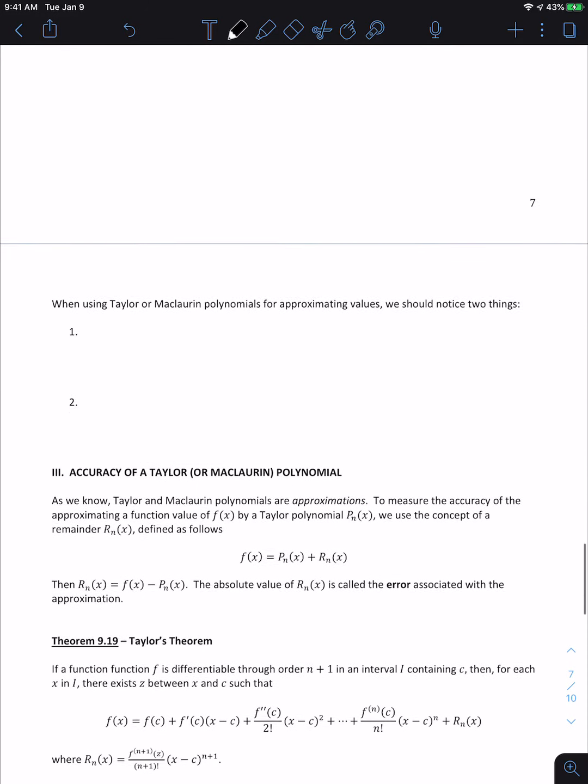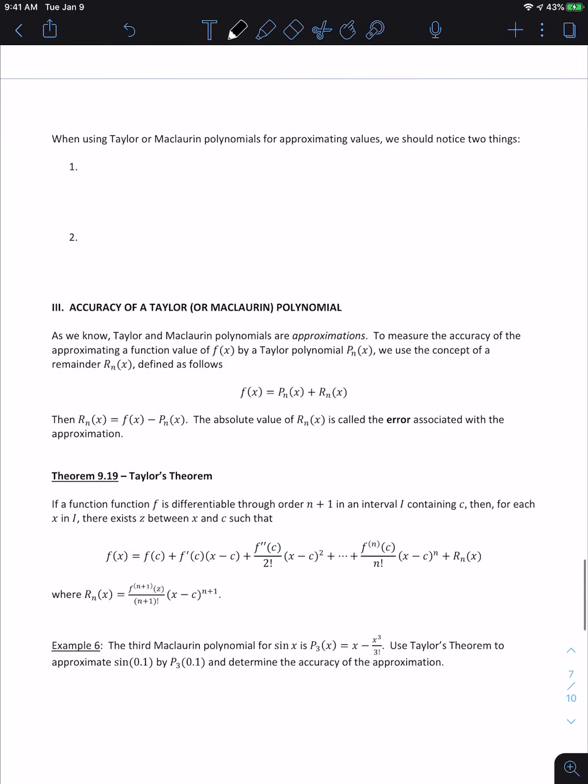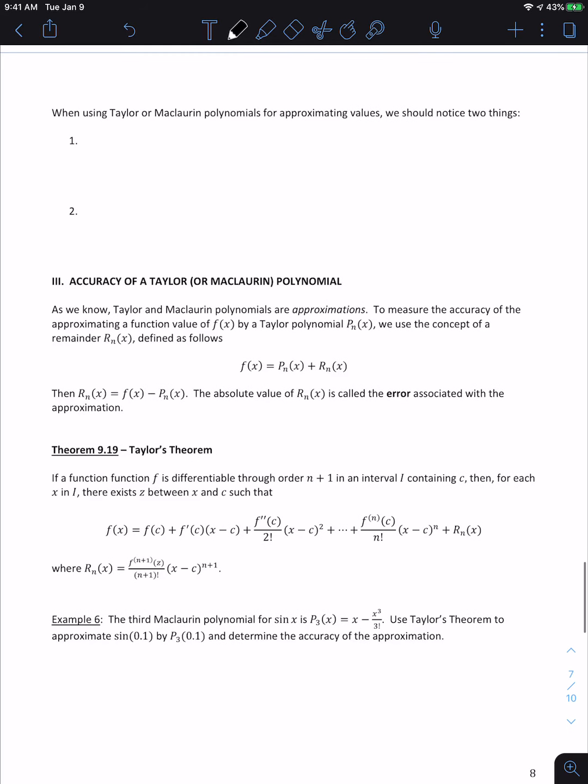Okay, so two things to keep in mind when using Taylor or Maclaurin polynomials for approximating values. First thing we should notice is the approximation is usually better for higher degree Taylor or Maclaurin polynomials.